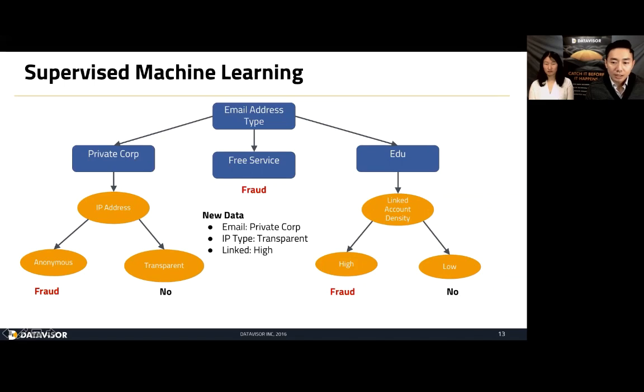So taking the new data, if we look at the decision tree, we go down the path of private corporate email, business email, because the email address is from a corporate domain. Then we look at the IP address because that's the next attribute in the branch. Since it's transparent, the transaction is good.